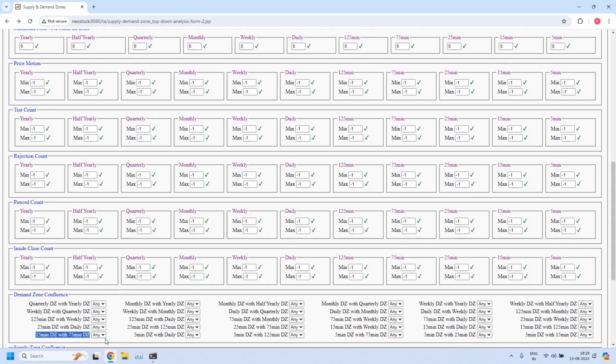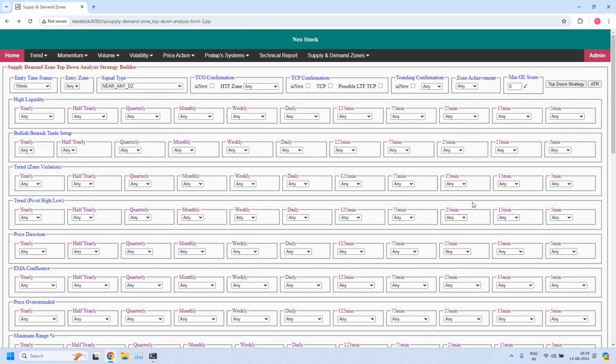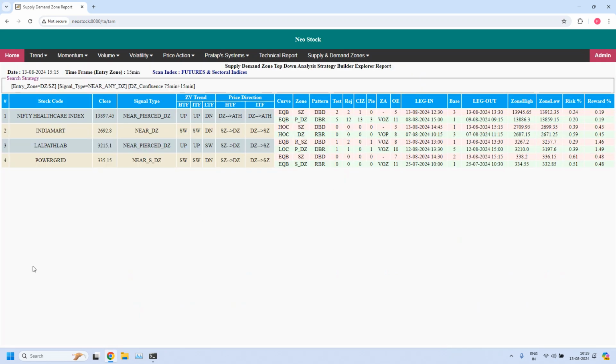15 minutes demand zone, 75 minutes demand zone. I am enabling the zone confluence. Let's verify. So now 4 stocks are having a zone confluence, from the previously 6 or 7 we identified. Now out of that 4 stocks are filtered.